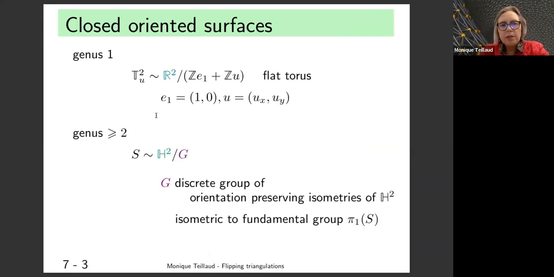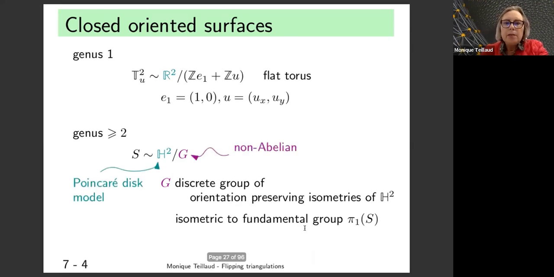In higher genus, the surface can be seen as the quotient of the hyperbolic plane under the action of a group, which is a discrete group of orientation preserving isometries of the hyperbolic plane. It's isomorphic to the fundamental group of the surface. So here, there are several important differences with respect to the case of the flat torus. G is not abelian, which raises some difficulties. And we will consider for H2 the Poincaré disk model.